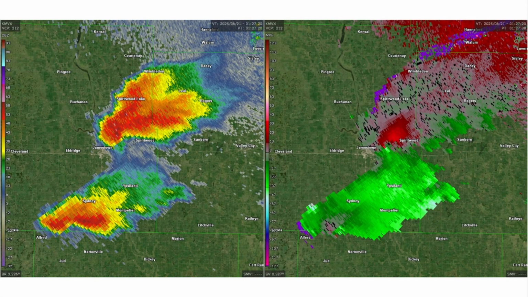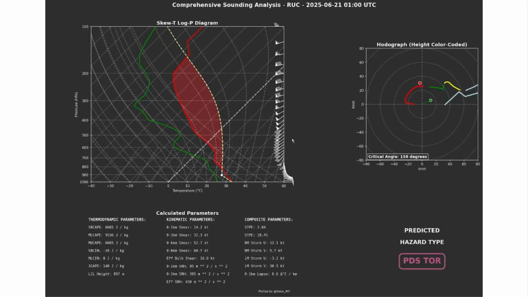This is at the time of the Jamestown EF3. Velocity equivalent supercell. You have our main tornadic supercell here and our secondary supercell here. Let's fast forward a bit. And then again, here's the sounding for reference. This is the sounding at the time of the Jamestown tornado.